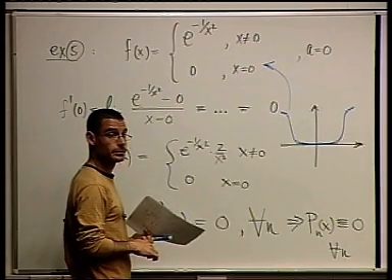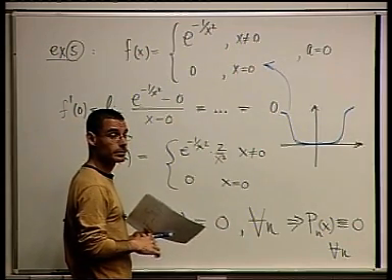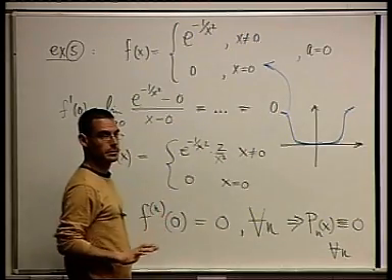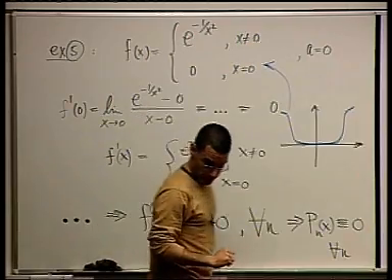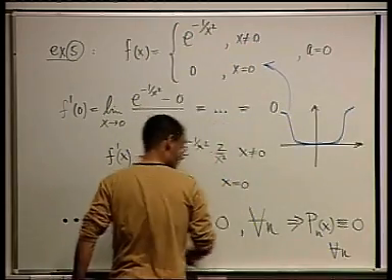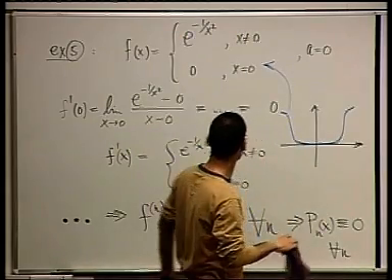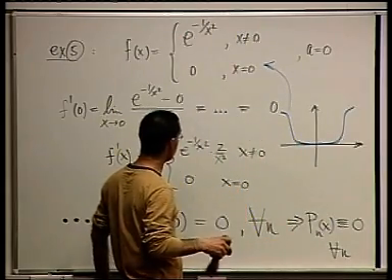Question? If we would take the Taylor polynomial at a equals 1, different story. Okay. So let's write the Taylor theorem. This is the function e to the power of minus 1 divided by x squared.